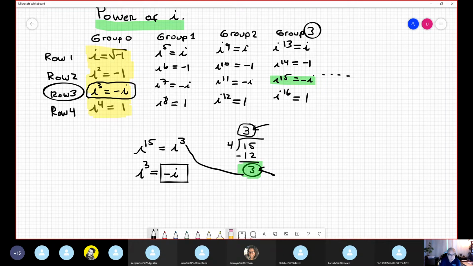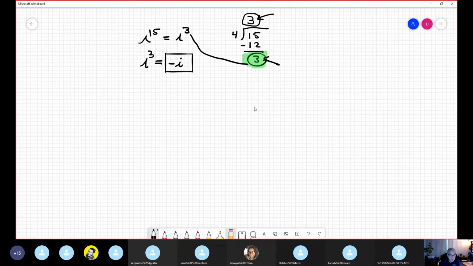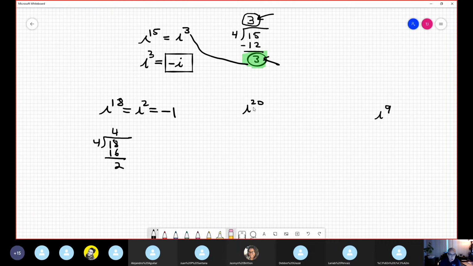Let's practice several examples. Suppose I to the 18, I to the 20, and I to the 9. Okay, you divide 18 by 4. 4 times 4 is 16. Remainder 2. So this is equivalent to I squared, which I know is negative 1. Boom, final answer.